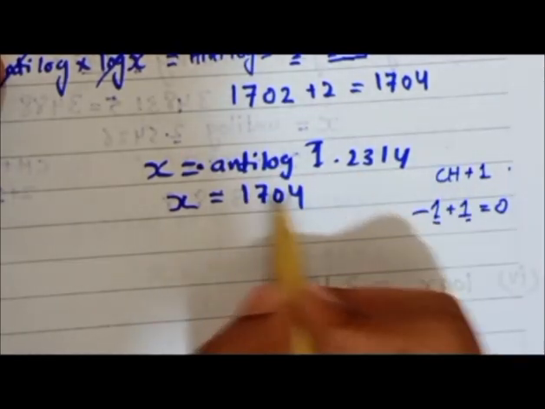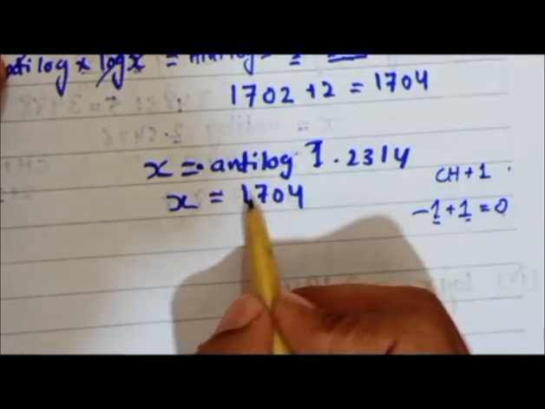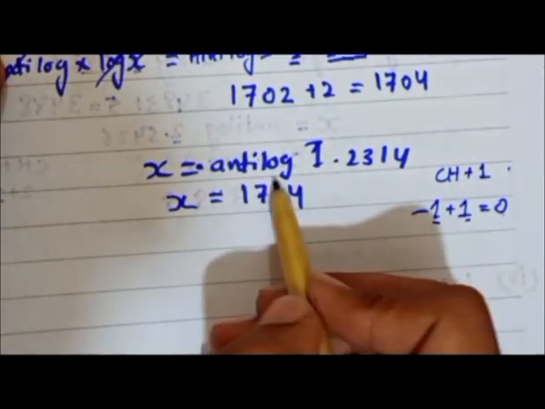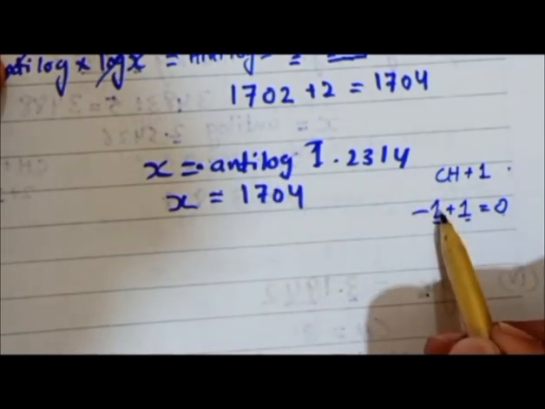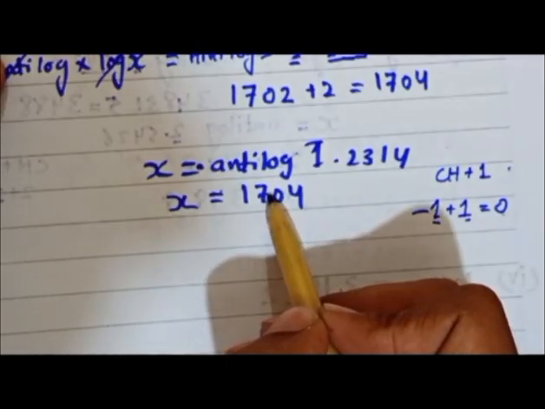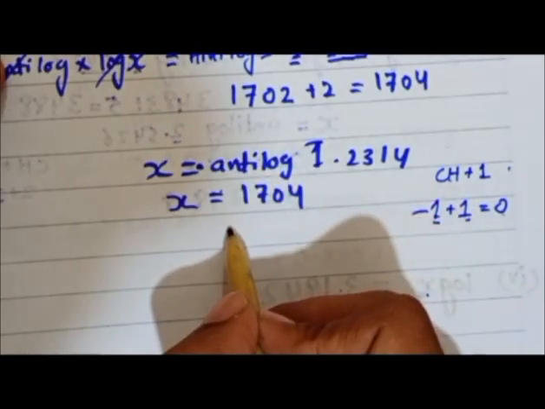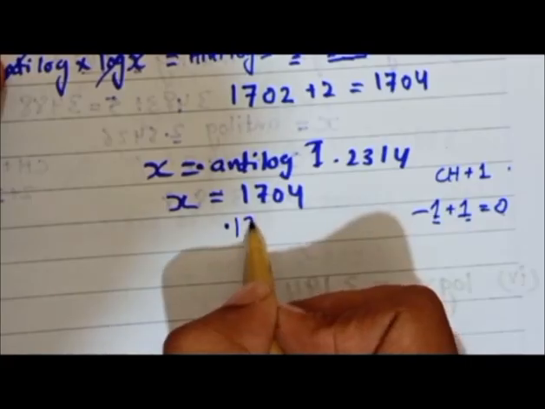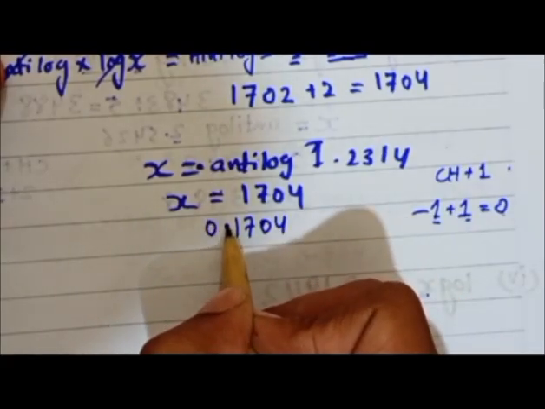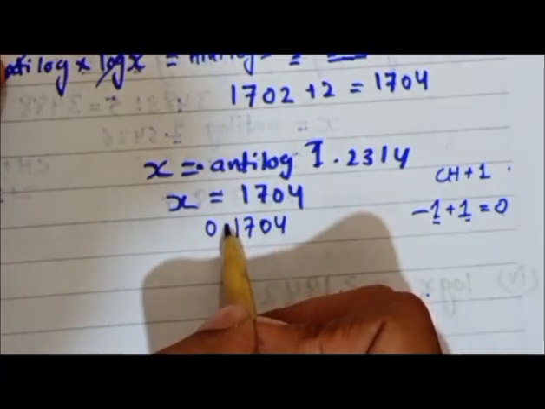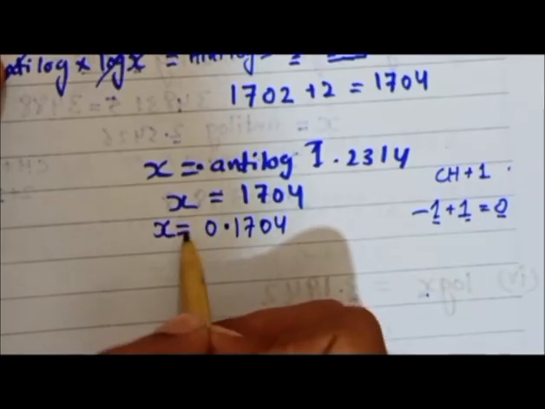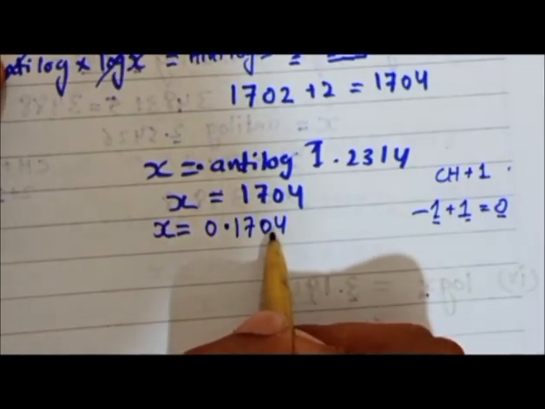So my characteristic is 0, so I will not bring the decimal point after one number or two numbers. If it was plus 1, then 1 plus 1 would be 2, so I would have brought this decimal point after two digits. So I will make this 0.1704. You can say bring the point before the numbers, because the characteristic is 0. So x is equal to 0.1704, okay.